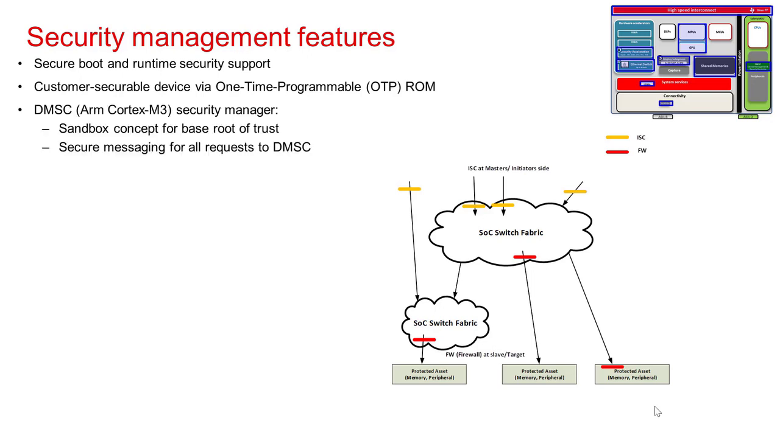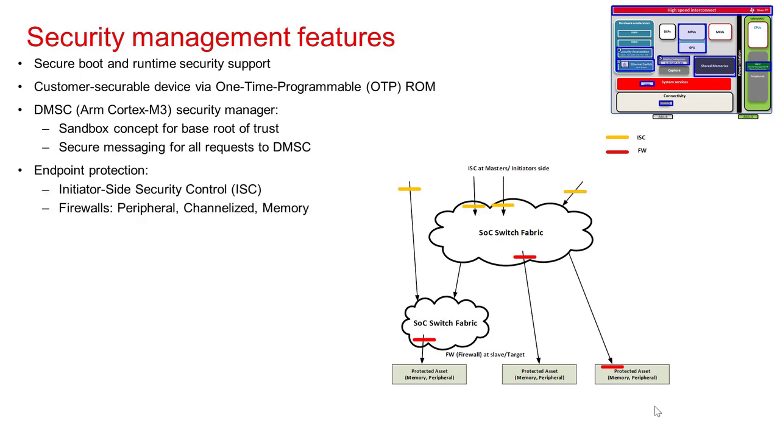The basic premise of the architecture is that the DMSC is the primary security master in the system, owning all firewall configurations, secure keys, and sensitive secure resources. All requests to DMSC for firewall or resource configuration must go through a secure messaging mechanism to ensure DMSC can fully enforce the security policy of the system. All master access credentials are controlled by DMSC via Initiator Security Control or ISCs.